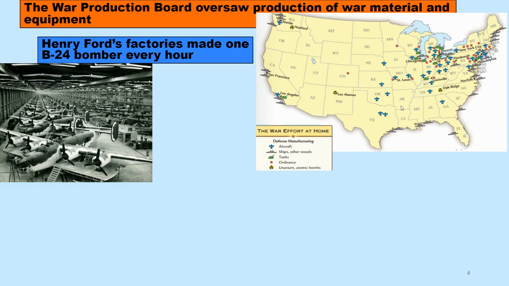Okay. Here you can see the expansive network of industry. And of course, we're going to see more growing on the West Coast because now we are fighting in the Pacific as well. You've got aircraft, ships, tanks, ordnance, which of course is bombs and ammunition, things like that. And then, of course, the atomic bomb, which we talked about in the last Ed puzzle, in Hanford and Oak Ridge, Los Alamos, and then a little bit at the University of Chicago with the nuclear reaction.